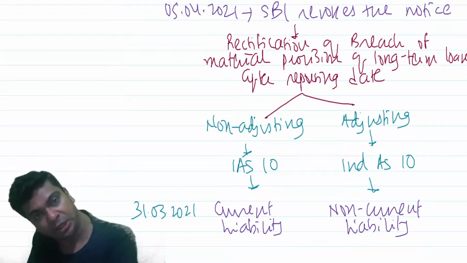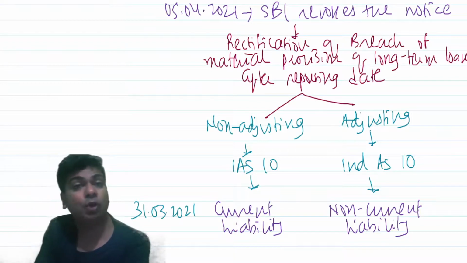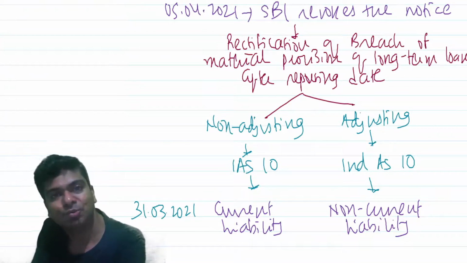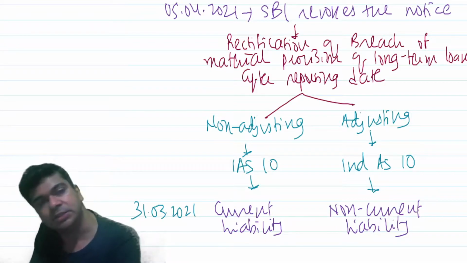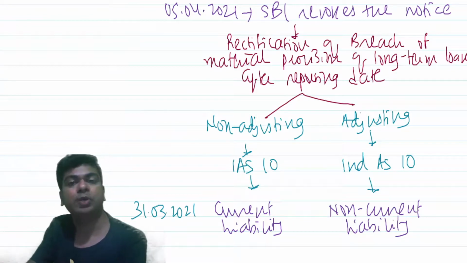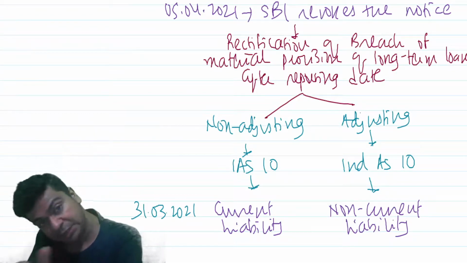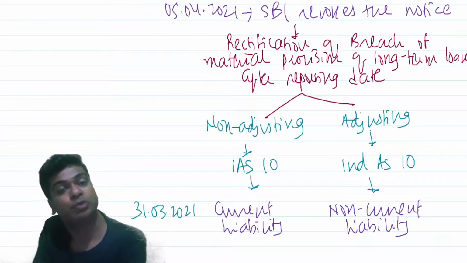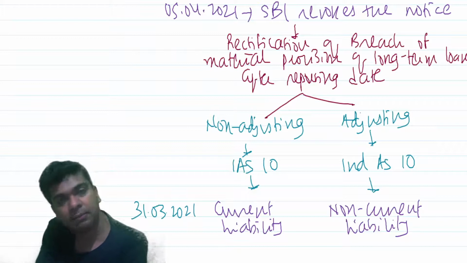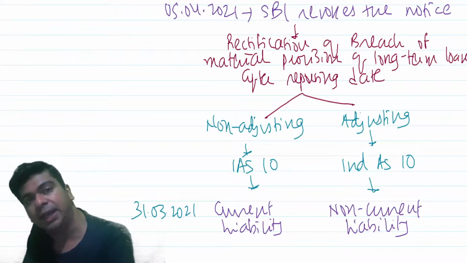IAS 10, the International Accounting Standard 10, takes a stand over here that no, the only thing that matters is the status on 31st March, not the latest status. Perhaps both of them are right in their own way. If the balance sheet is on 31st March 2021, perhaps what matters the most is the status on 31st March 2021, and it is actually a current liability. That is the position taken by International Accounting Standard 10.